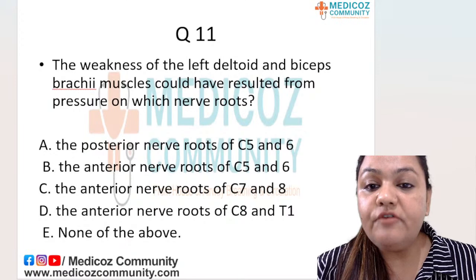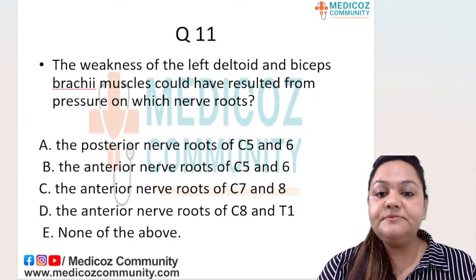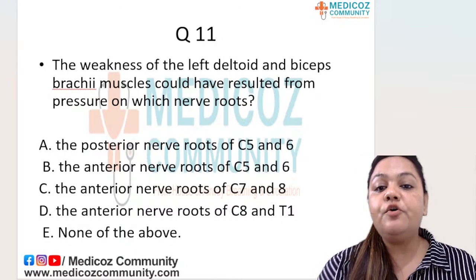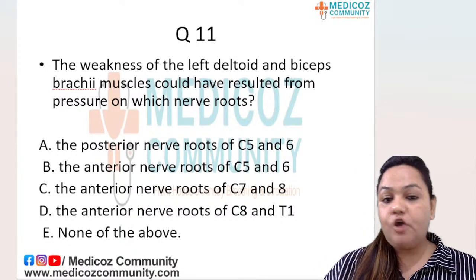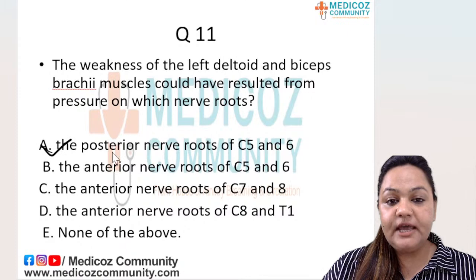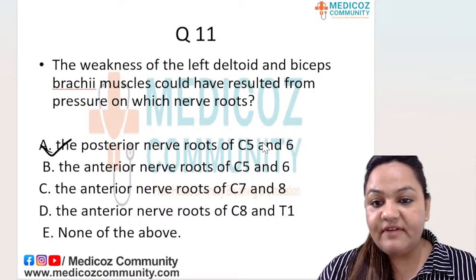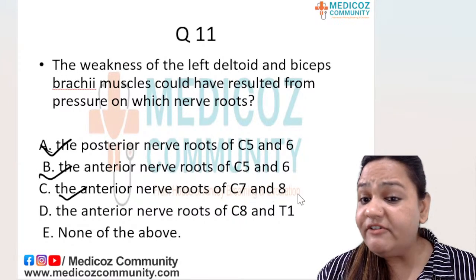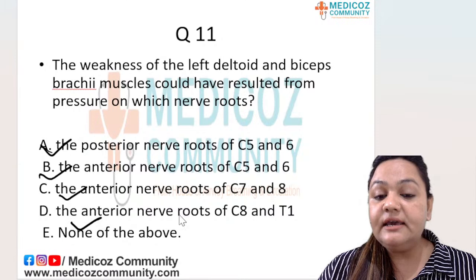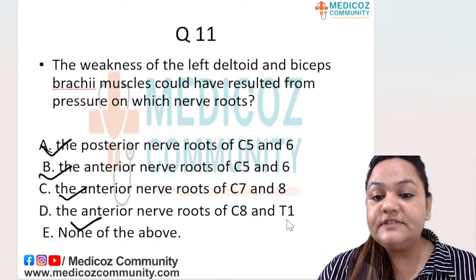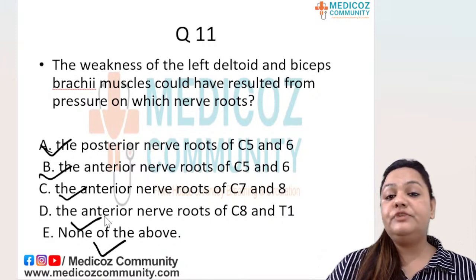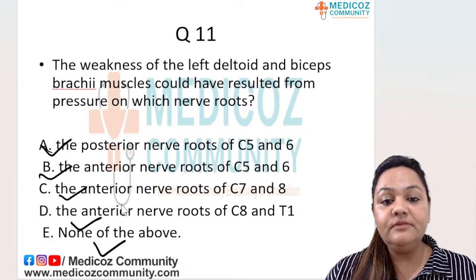The weakness of left deltoid and biceps brachii muscle could have resulted from pressure on which nerve root? So the options are option A, the posterior nerve root of C5 and C6, option B, the anterior nerve root of C5 and C6, option C, the anterior nerve root of C7 and C8, option D, the anterior nerve root of C8 and T1, and option E, none of them. Okay, so we just have to find out the answer here.